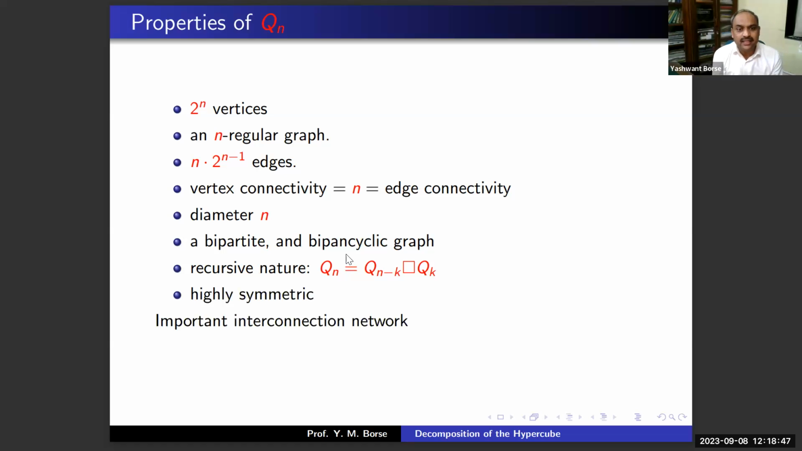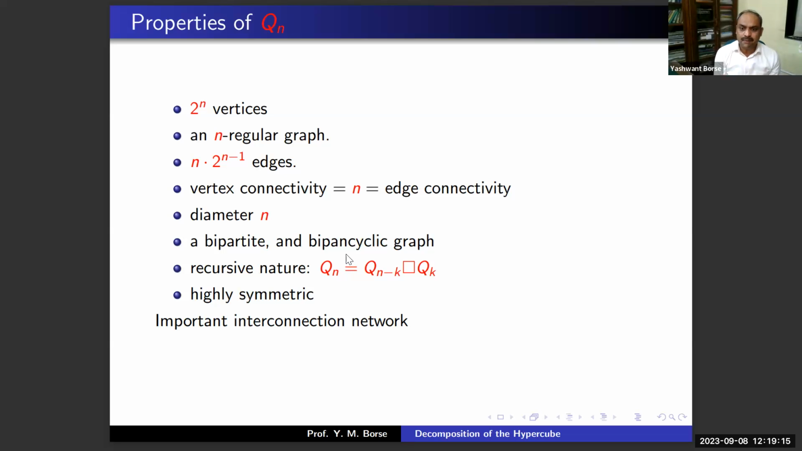And this is a highly symmetric graph. There is symmetry in vertices and edges. So it is a vertex transitive, edge transitive graph. Because of all these beautiful properties, Qn is considered one of the important interconnection networks.